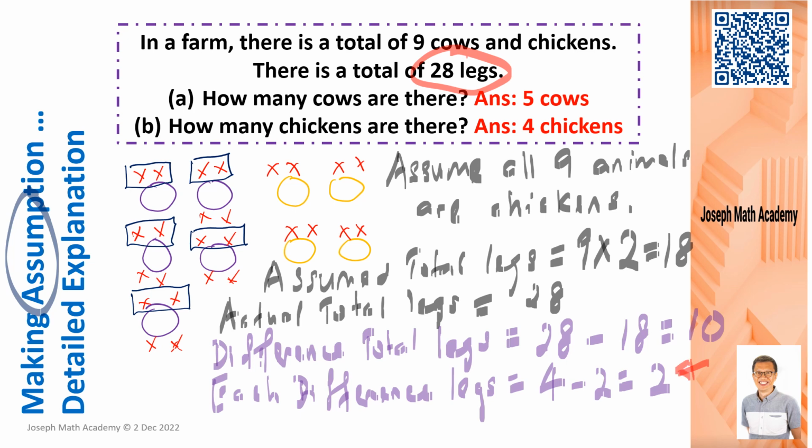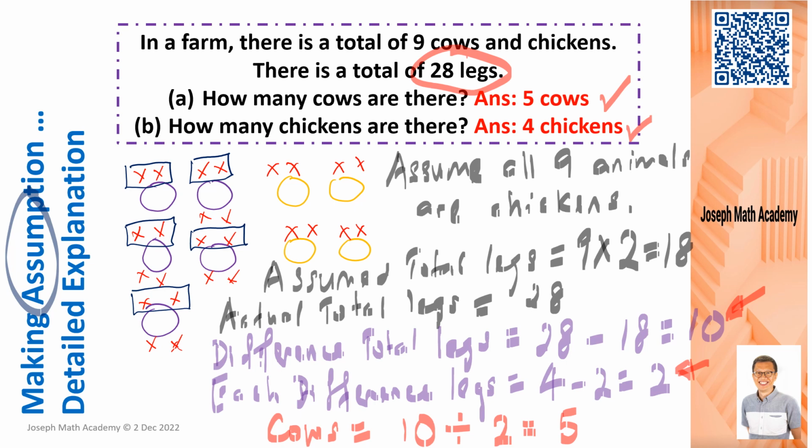So from here, I already know how many cows I have. These 10 legs come from all the cows, and 2 legs per cow, so we know that there are 5 cows in total. And the 5 cows are responsible for pretending, assuming, supposing to be chickens. Once we know there are 5 cows, we can use the subtraction method, 9 minus 5 equals 4, to find the chickens. So that's how making assumption is all about.